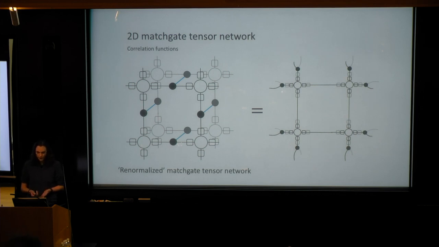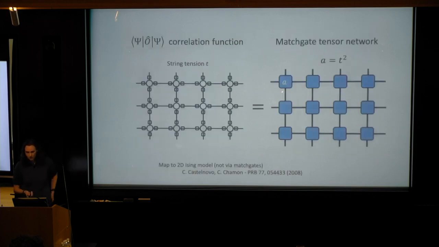Okay, so if I perform this contraction on the whole patch, these open virtual indices put out from a delta tensor will also get contracted with neighboring open indices. So all I'm left with is this match-gate tensor network. And the only thing that really happens is that if I start off with a string tension t in this tensor network, after the double layer construction and the contraction, I will end up with parameter t squared in this network.